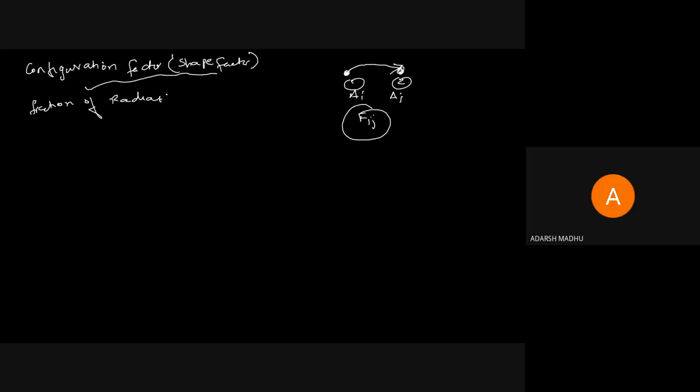Okay, okay. Then shape factor can be defined as the fraction of radiative energy that diffuses from a surface and strikes another surface directly. So we can derive the value of that.